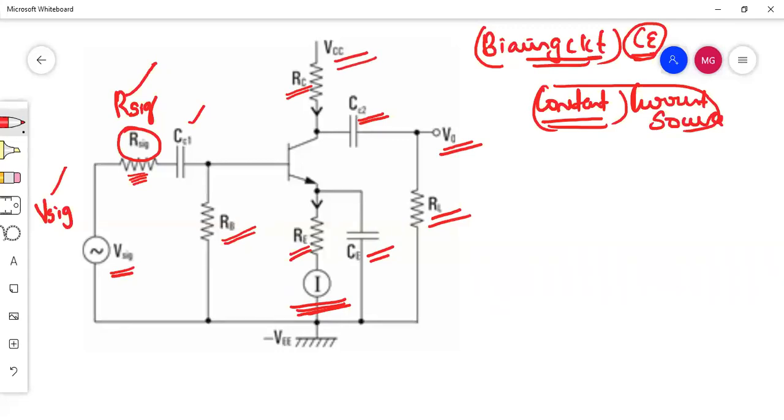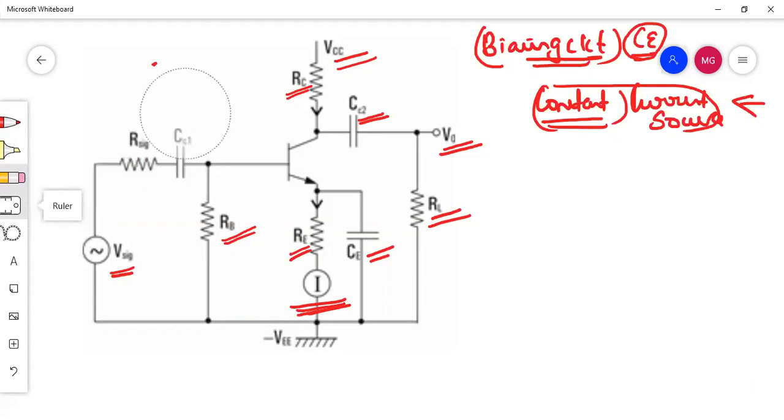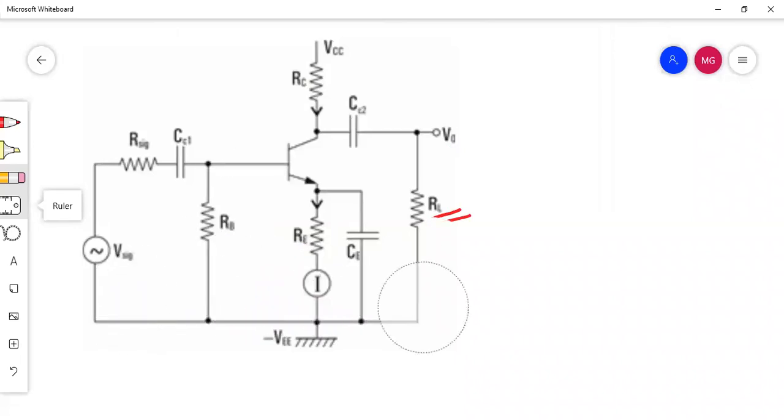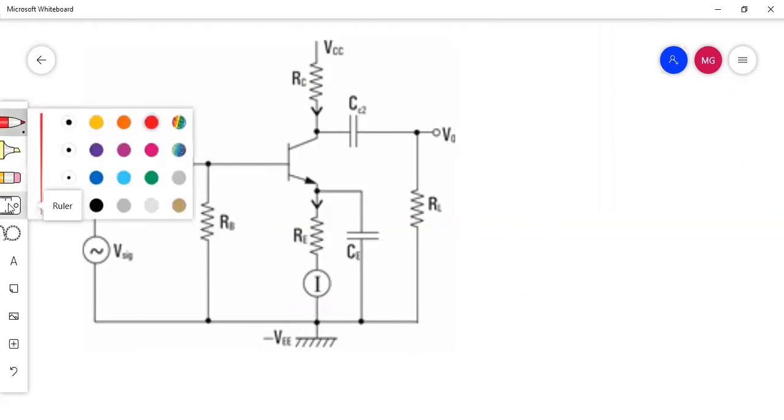Is this clear to you? This is about the circuit. Just study that this is biasing with respect to a constant current source. Clear? Clear? Components and the circuitry part. I think this is clear to you.